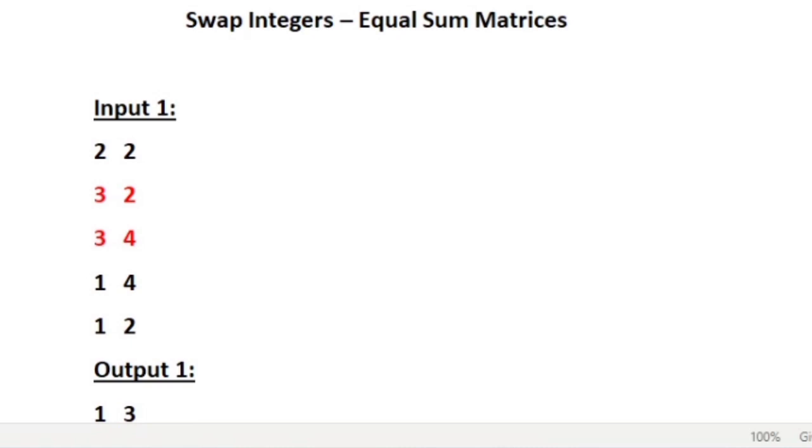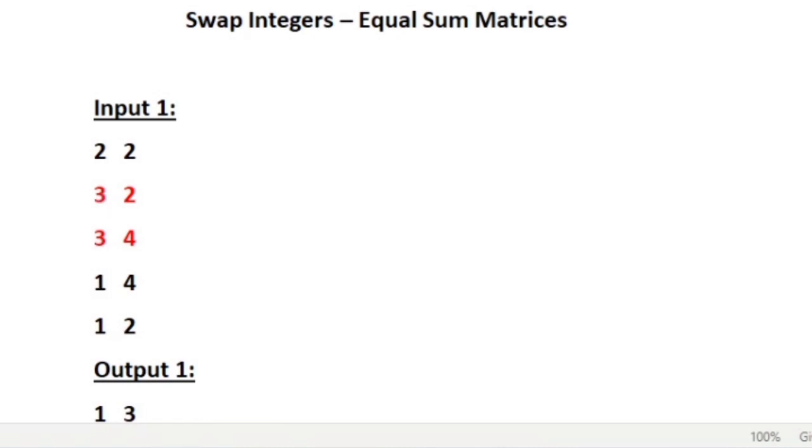If the sum of all the integers in both matrices are equal, then we should print -1 as our output. Or else, if the sums are not equal, then we have to swap the integers of the matrices which are present at the same position. So first we should check 3 and 1.